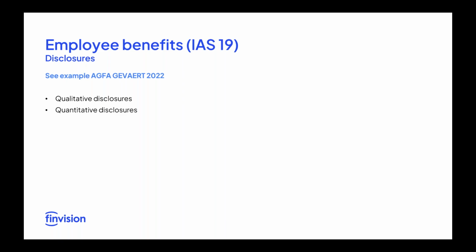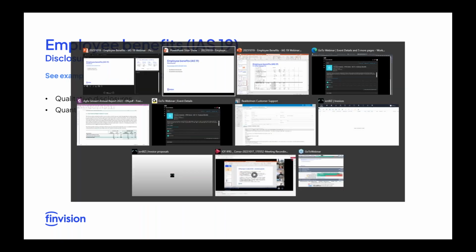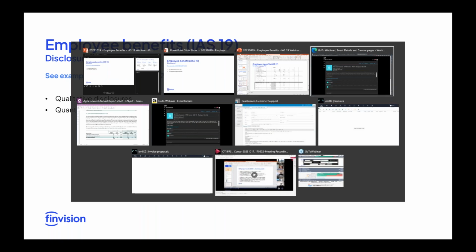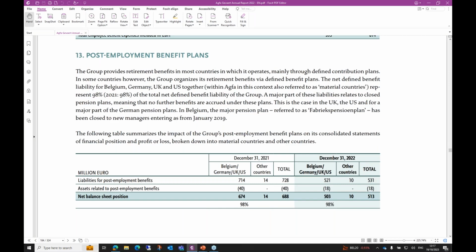Yeah, okay. Let's go to the example. Let me see where it is. There it is. Okay. So I took Ahold Delhaize, just a random one, and they also have some post-employment benefit plans in Belgium and also abroad. So there you see you will have to include qualitative disclosures about the plan and the terms and conditions, and quite a lot of quantitative disclosures.